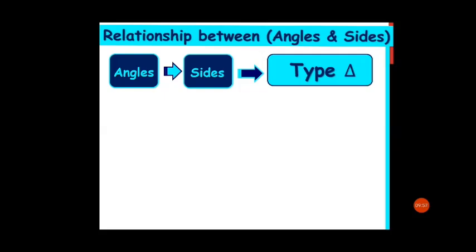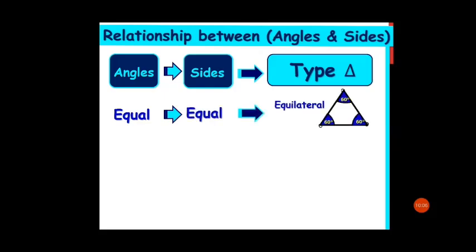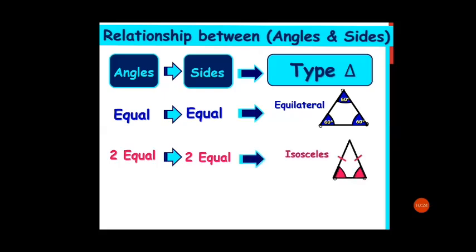So how does this apply? If angles are equal, the sides will be equal. And when sides are equal, we know this triangle will be an equilateral triangle. What about if I have two angles equal? Then two sides will be equal. And when two sides are equal, what's the type of that triangle? Of course, isosceles triangle.